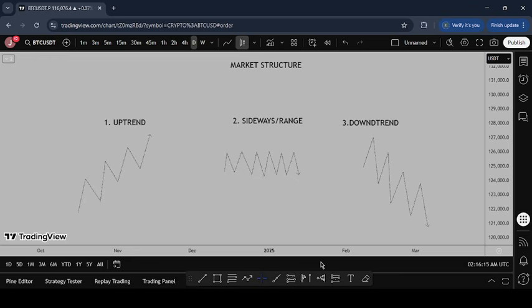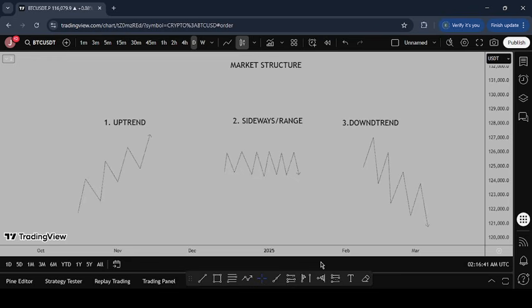Remember, the whole essence of technical analysis is for us to study past price movement in order to determine, in probability, what price is going to do in the current or in the future. So market structure is just the study of the behavior of the market, the way in which the market moves. And there are three basic ways the market moves.